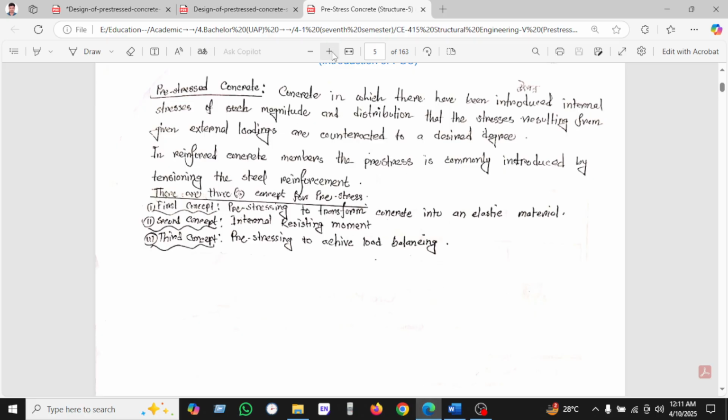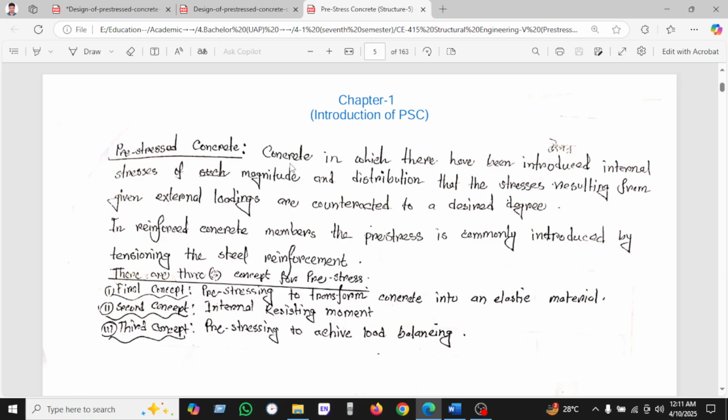So Prestress Concrete is concrete in which there have been induced internal stresses of such magnitude and distribution that the stresses resulting from a given external loading are counteracted to a desired degree. And in a reinforced concrete member, the Prestress is commonly introduced by tensioning the steel reinforcement.